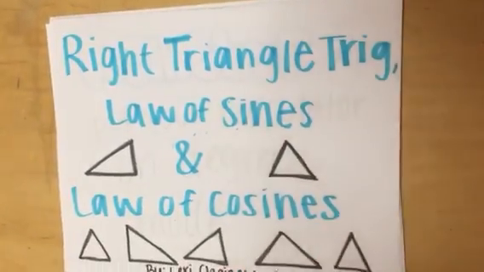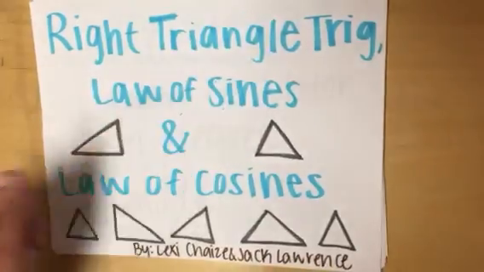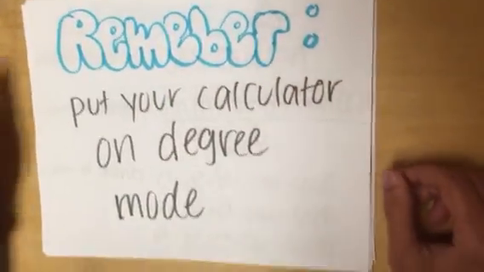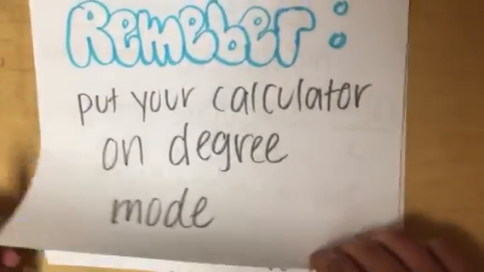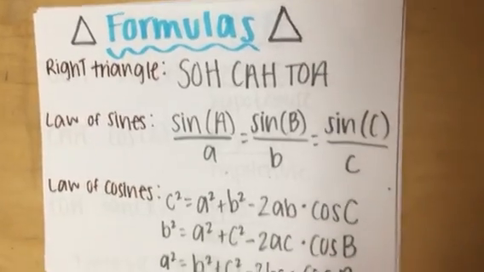Right triangle trigonometry, law of sines and law of cosines, by Lexi Chase and Jack Lawrence. Remember, put your calculator on degree mode. Here's some handy dandy formulas.